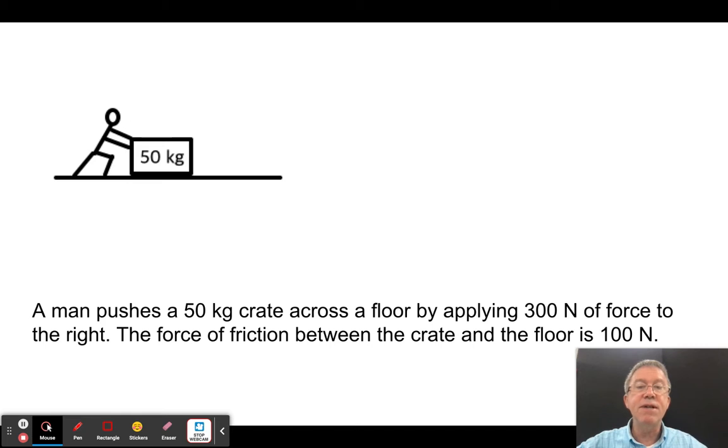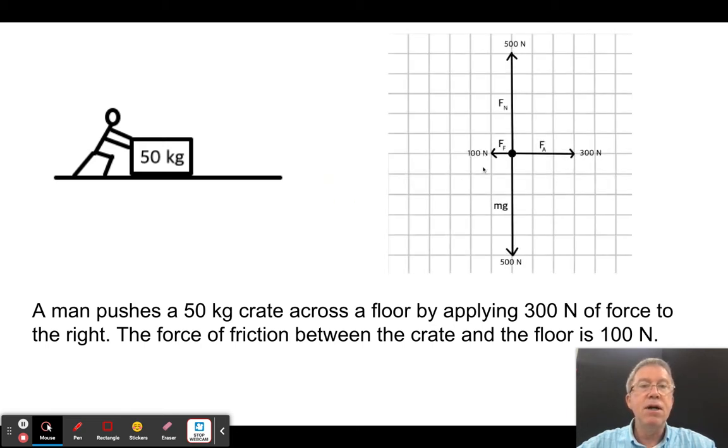Okay, so a man pushes a 50-kilogram crate across the floor by applying 300 newtons of force to the right. The force of friction between the crate and the floor is 100 newtons. Now remember, I'm going to draw a dot. The 300 Newton force is going to be represented starting from the object and moving outwards. I'm not going to draw it coming towards it. I know it looks that way when you look at a picture, but when you draw a free body diagram, you say, here's the object, a 300 Newton applied force is pushing it this way. I'm going to scale it by going 1, 2, 3, so each line represents 100 newtons. I'm going to label it FA, meaning applied force.